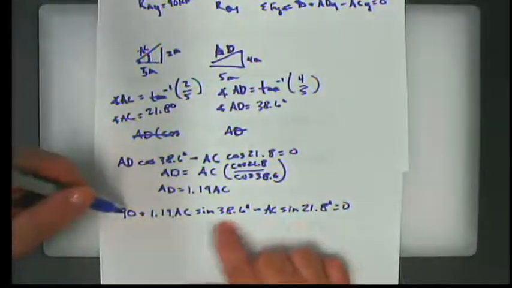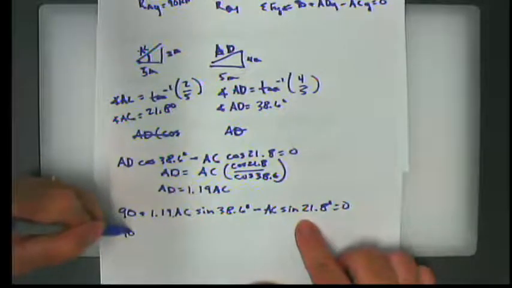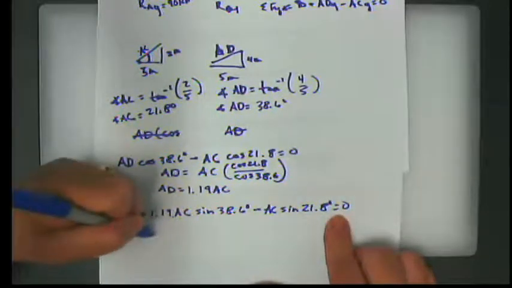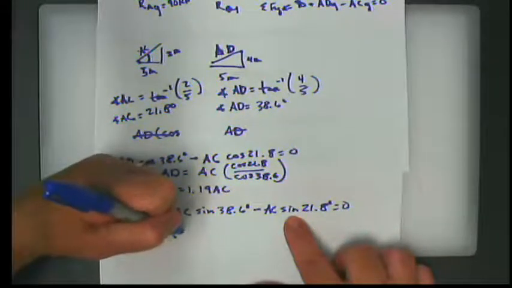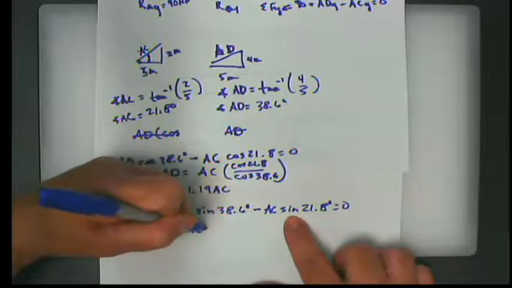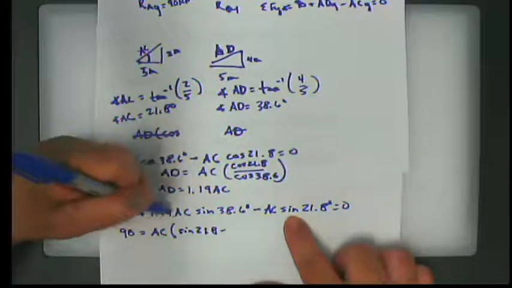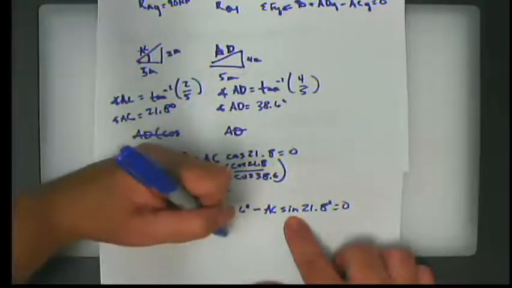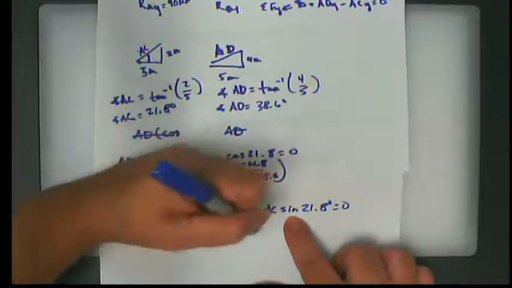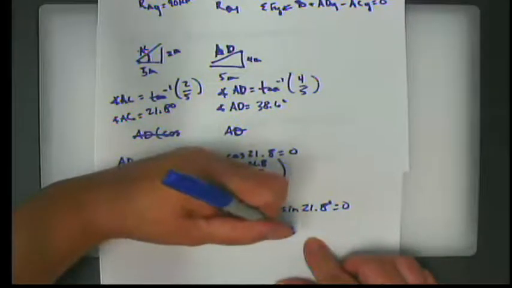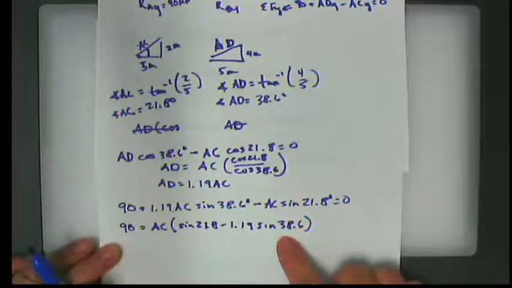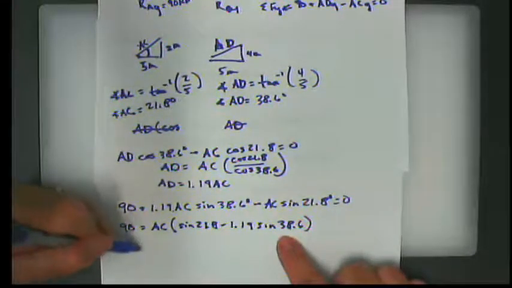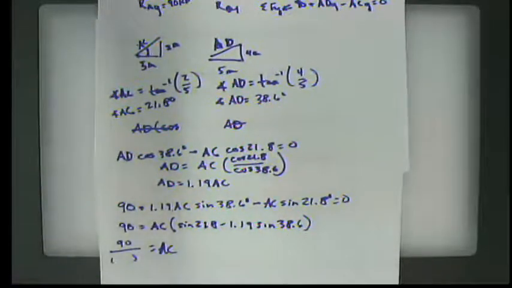And so we could solve for AC. We'll put 90 over here. We'll bring our AC stuff over to the left-hand side of the equation. So we have AC factored out times the sine of 21.8 minus 1.19 times the sine of 38.6, right? So you can find a quantity for this, and so 90 over this parenthetical is equal to the value of AC.